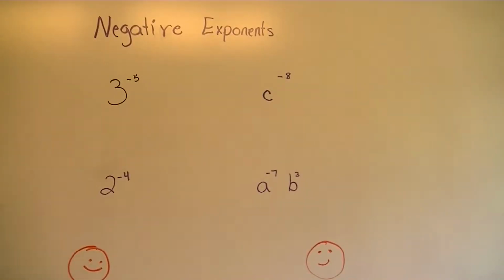Hi, we're going to take a look at negative exponents today. It's really pretty easy, but it does look kind of weird at first. Alright, I've got 4 problems on the board. We're going to start with 3 to the negative 5th power.